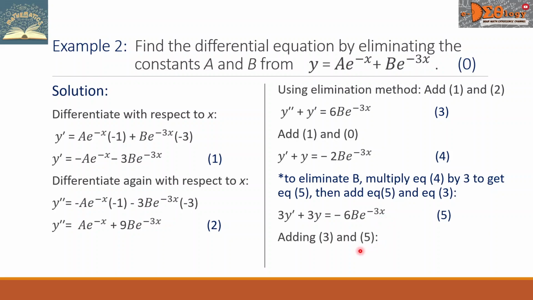Now let us add equation 3 and equation 5. If we do that, the resulting equation will be y double prime plus 4y prime plus 3y equals 0. This is now the final answer.